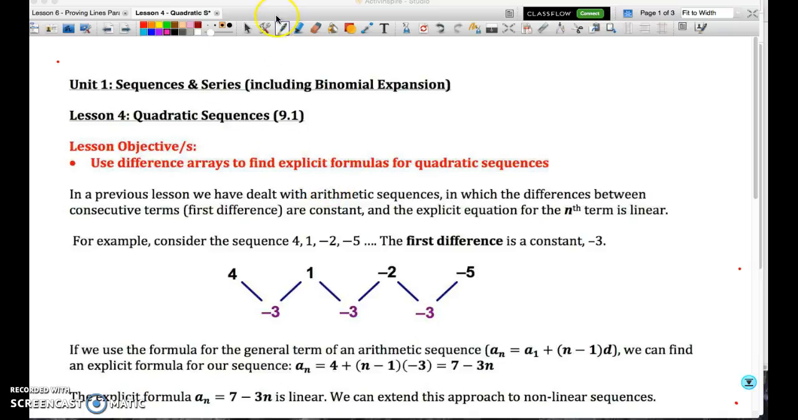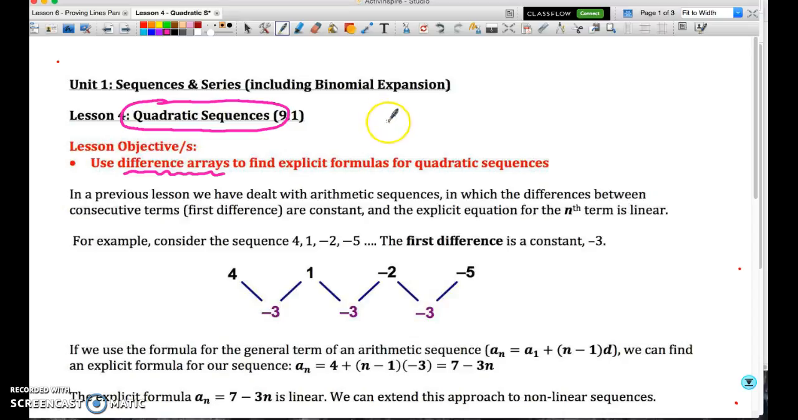Okay, pre-calc students, welcome to the flip lesson. In this lesson, we're going to be focusing on quadratic sequences. So far, we've dealt with arithmetic sequences. Our focus today is going to be on quadratic sequences, and specifically what we're going to be doing is using difference arrays to find explicit formulas for these quadratic sequences.